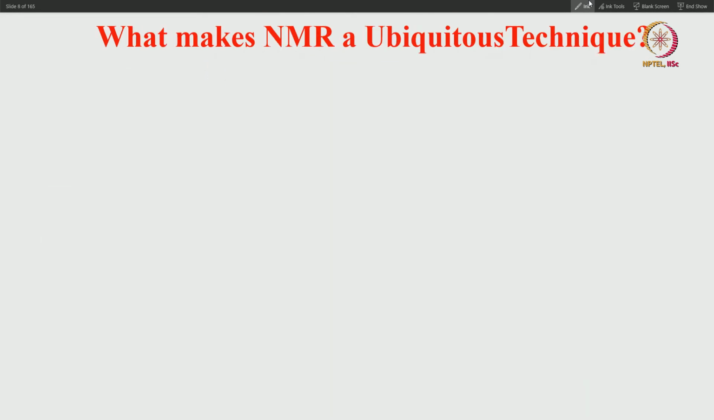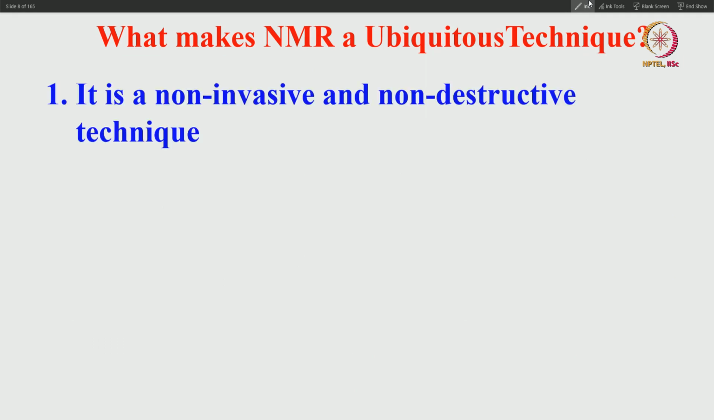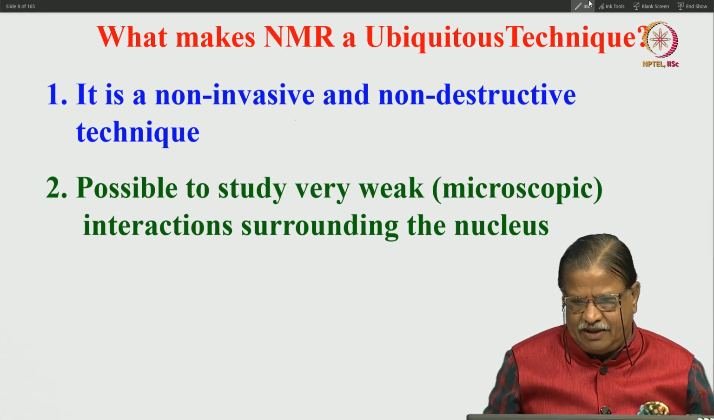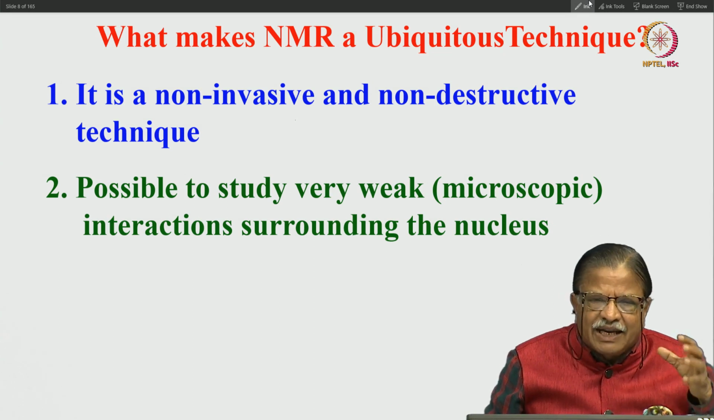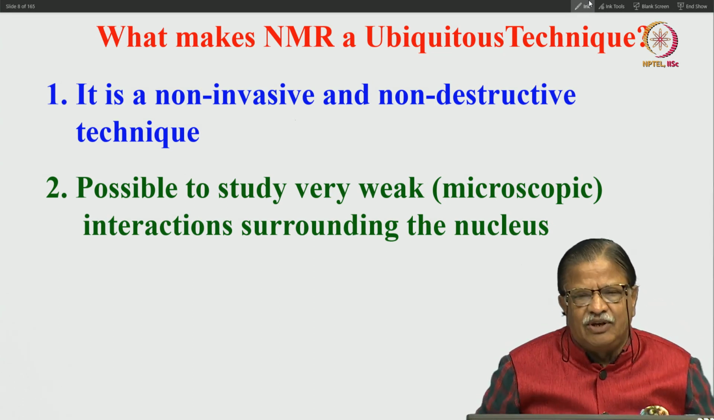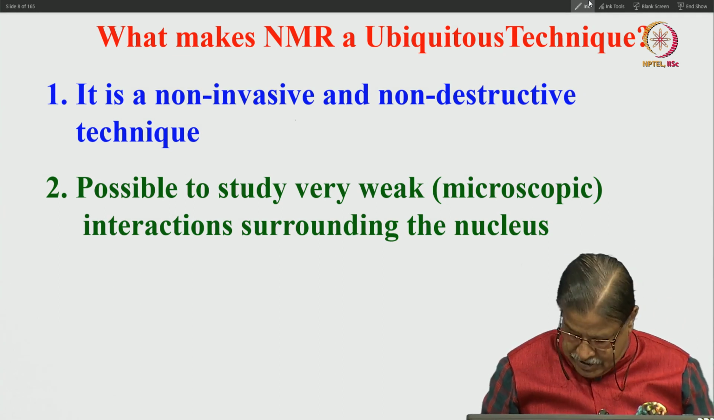Now, when I say it is a ubiquitous technique, we can ask a question: what makes NMR a ubiquitous technique? What is that which makes it so powerful? First of all, it is a non-invasive or non-destructive technique, and you can study very weak interactions surrounding the nucleus. Microscopic interactions or perturbations going on at the site of the nucleus can be studied.